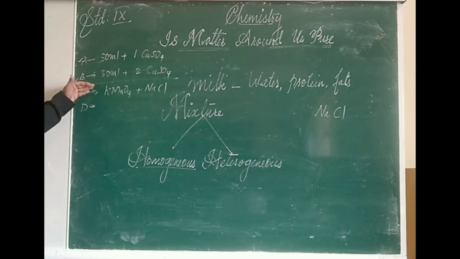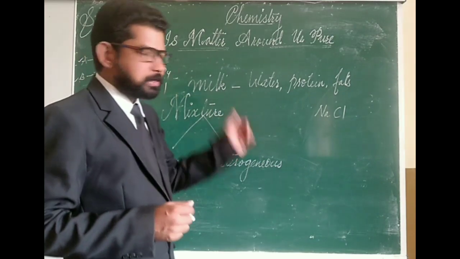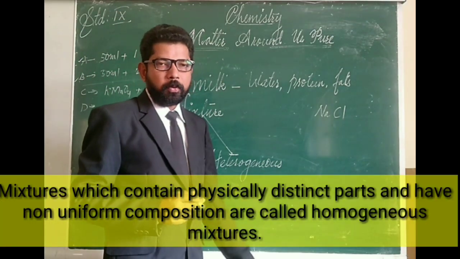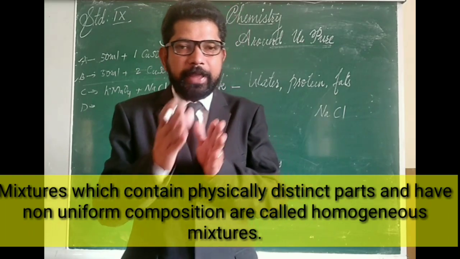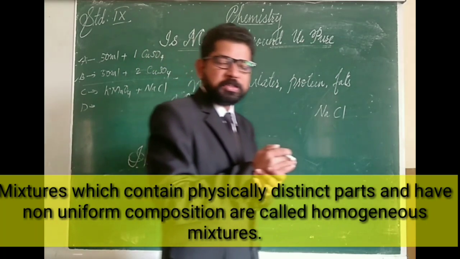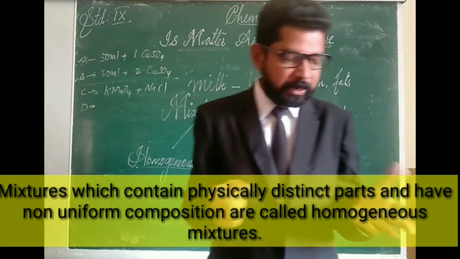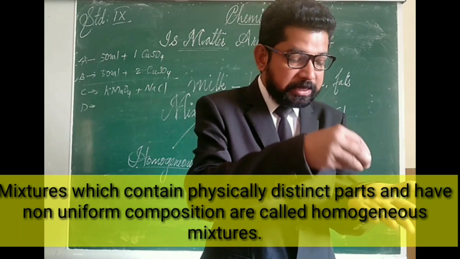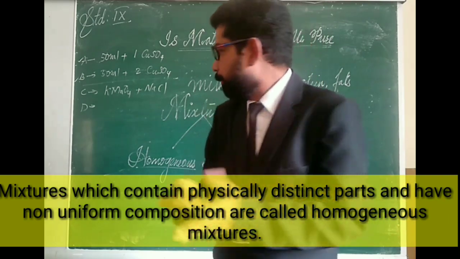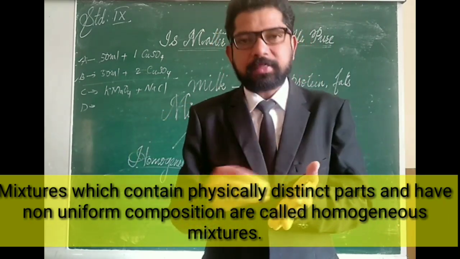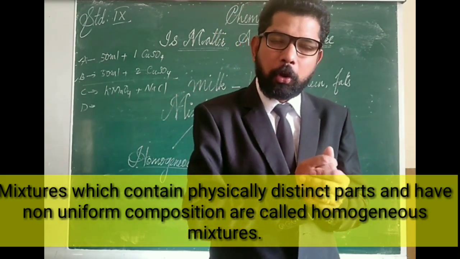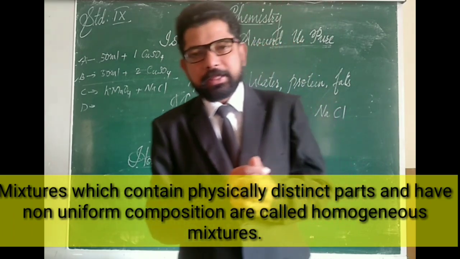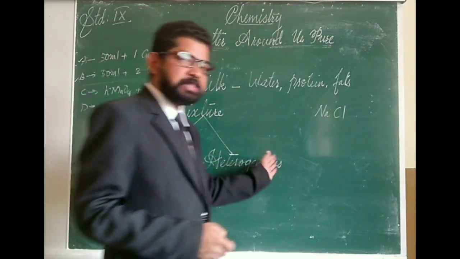Next, let us go through the remaining two groups, C and D. They have potassium permanganate and sodium chloride. Here the components of the mixtures are easily distinguishable, which means they won't have a uniform composition. If you observe, in some places there will be more potassium permanganate and in some places more sodium chloride. So the composition will not be the same throughout. Such mixtures are known as heterogeneous mixtures.